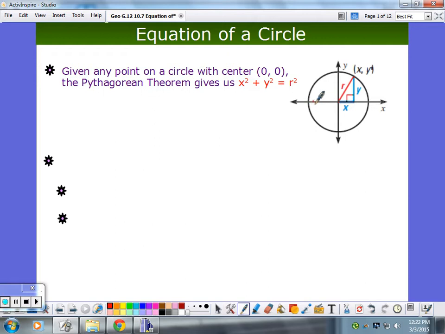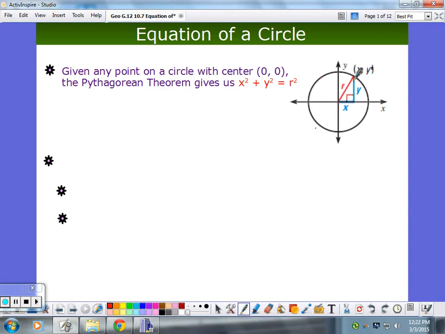To be a function, every x value has one and only one y value. So here's an x value. Look, it has a y value here, it has a y value here. It's not a function. So these particular equations are not functions. But that's okay. There's something else. They're going to give you a circle.